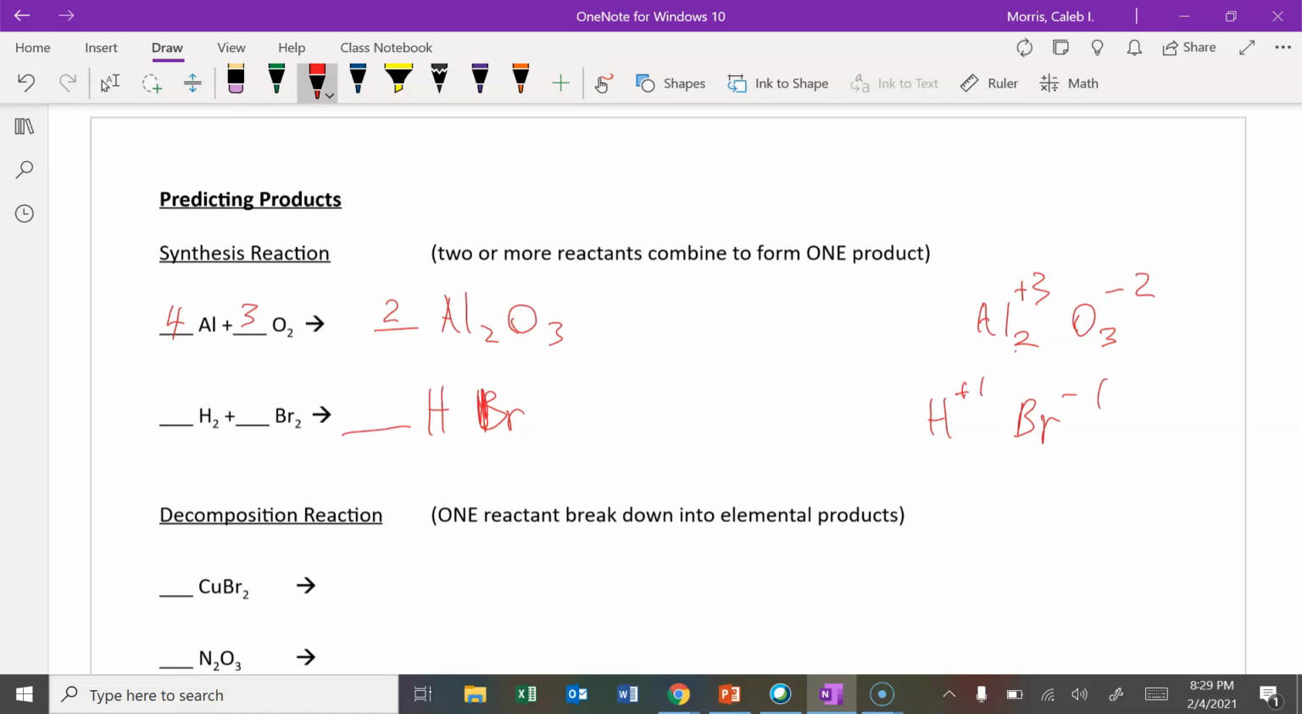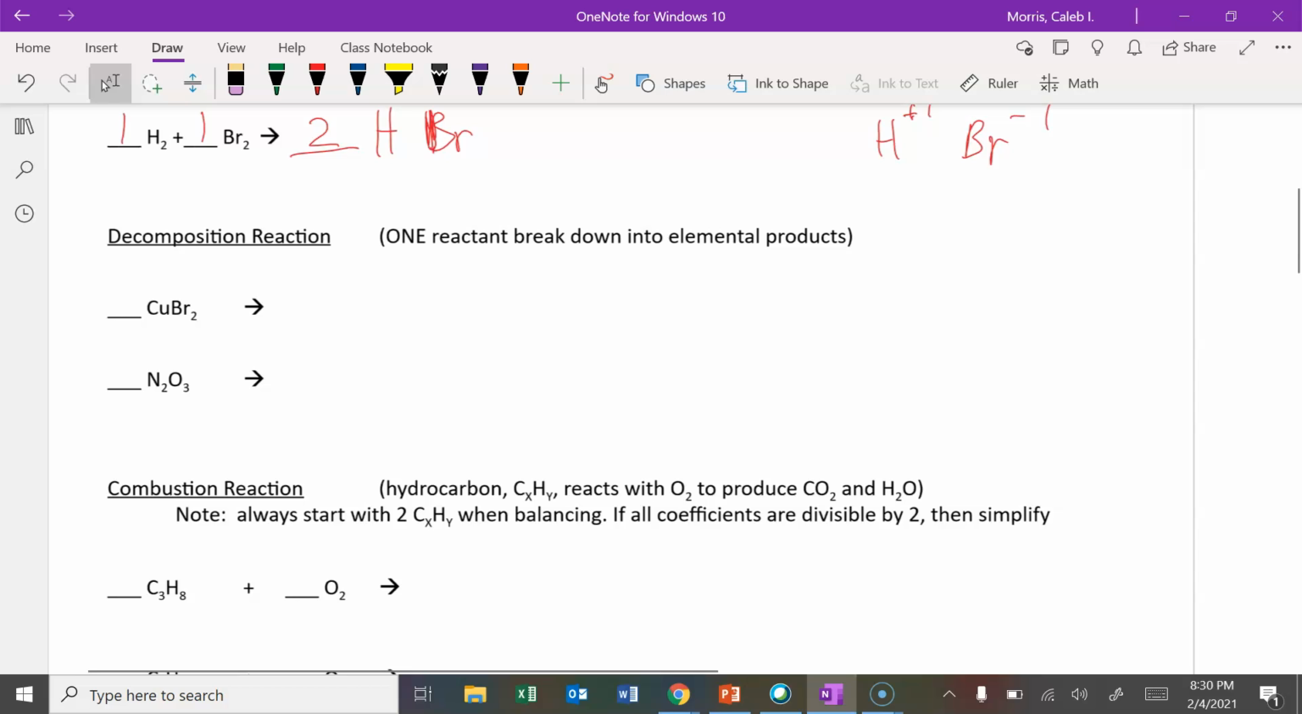Well, I've got 2 hydrogen and 2 bromine on the left. I've got 1 of each on the right. Just multiply by 2 and we've got a balanced equation. If you'd like, you can put 1s in those lines, but we don't normally write 1s in a balanced equation, so that's up to you.